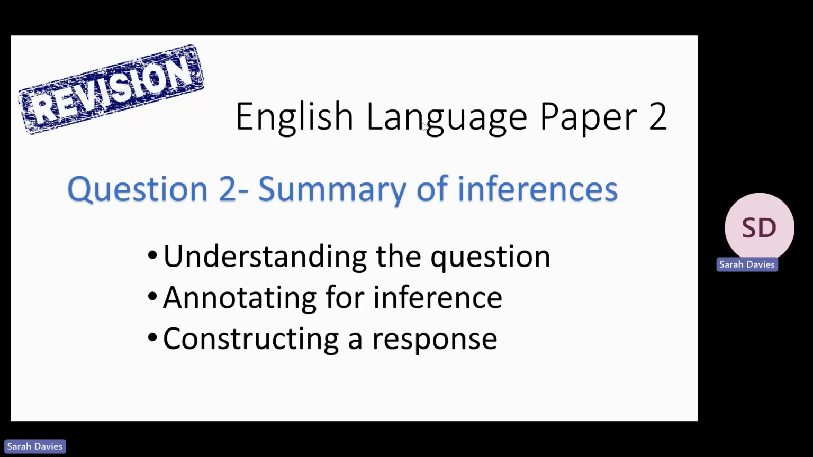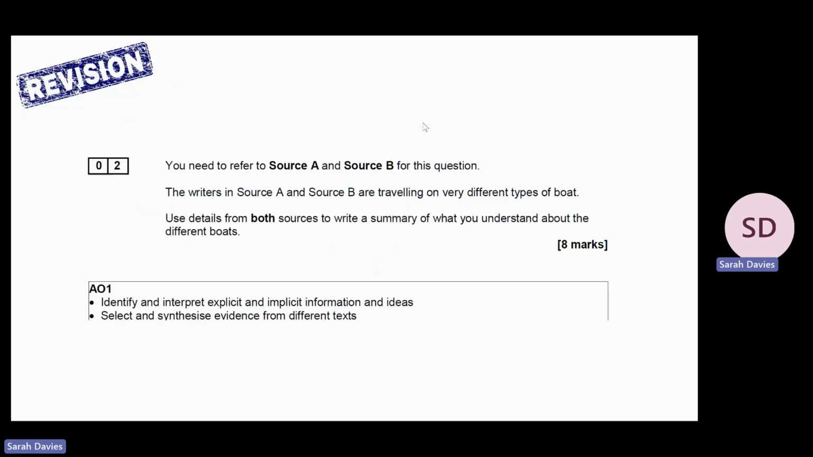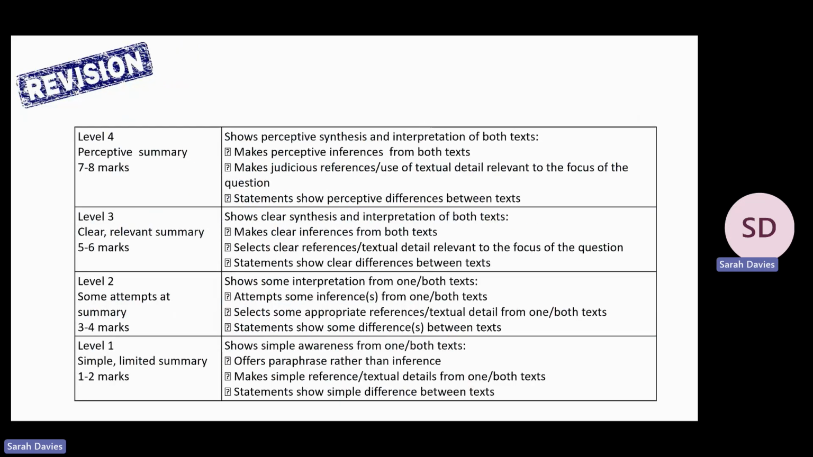The thing with this question is that, because of the fact that it is source A and source B, it is often the question that we spend the most amount of time on. But actually, if we keep this question as simple and as concise as possible, it is a quick and easy win. So let's have a look first off at the question itself.